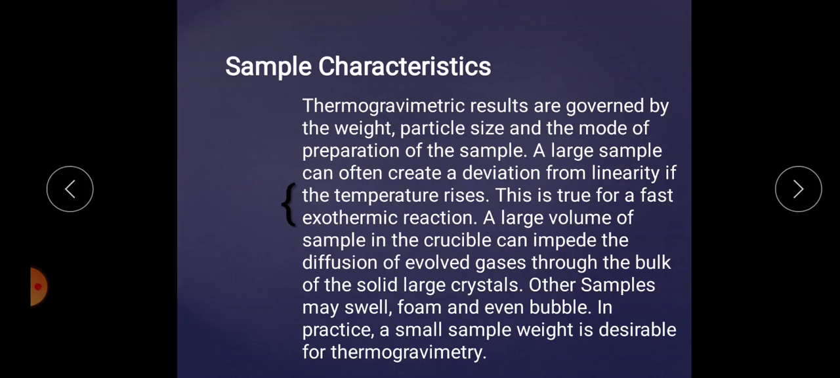So a large volume of sample in a crucible can impede the diffusion of evolved gases through the bulk of the solid large crystal. Hence, the sample may swell, foam, and even bubble. So the quantity of sample and size of particle must be very small, and it is desirable for thermogravimetry. So, this is all about the factors affecting the TG.